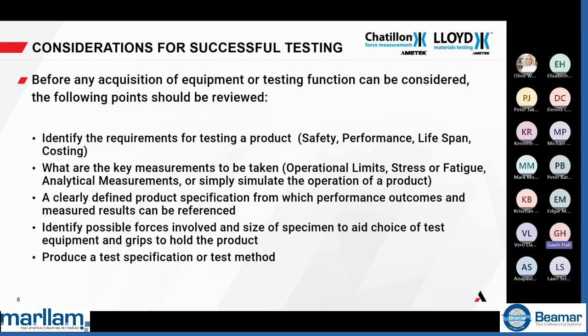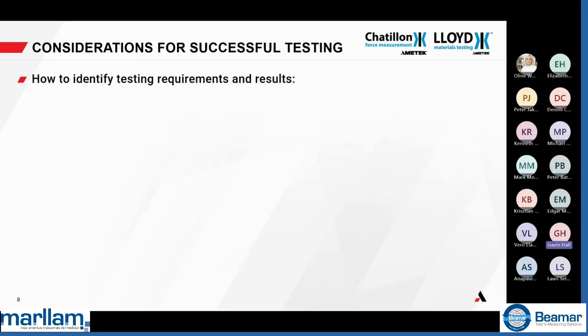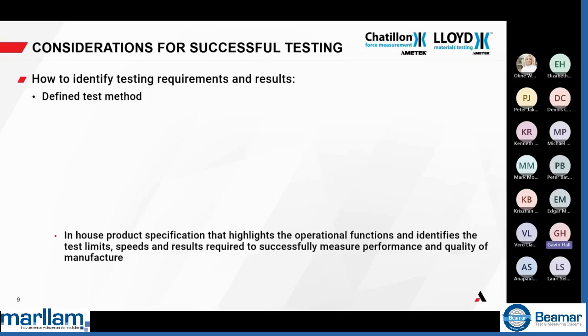And ideally a test actual specification. So if this product is being tested in a certain way, it has to be tested in a particular order of process, then we normally ask for a test method or a statement of test requirement. So how do we identify testing requirements and results? As we say, we define a defined test method potentially.